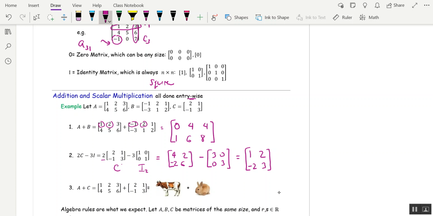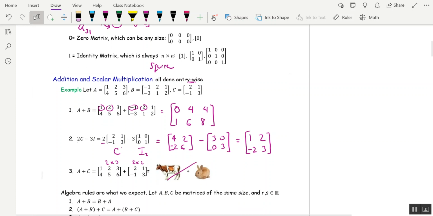to a 2 by 2. So this is a 2 by 3, and a 2 by 2. You can't do that. You certainly couldn't add entry-wise, because you have a different number of entries in the first matrix as you do in the second. That would be like trying to mate a cow with a bunny rabbit. You just can't do it. All right.